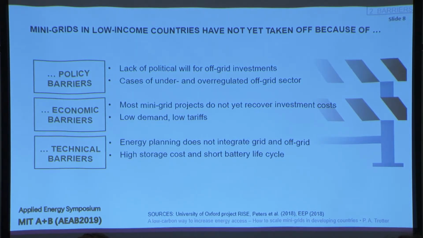Now let's talk about why they haven't really taken off yet. We've seen these dramatic access gaps, and I would say there are three main problems that we have to address. One is around policies, one is about the economics, and one is about technical barriers. And I think I actually ranked them. It's not 100% clear, and it's a bit give and take, but I think that's also the order of importance here. The first one is policy. So there's a lack of political will for off-grid investments.